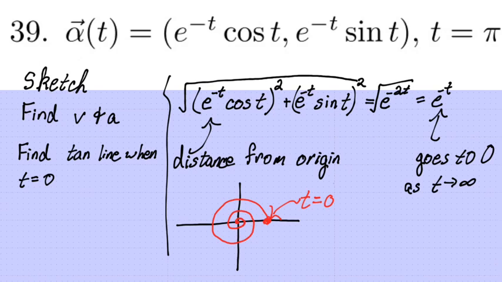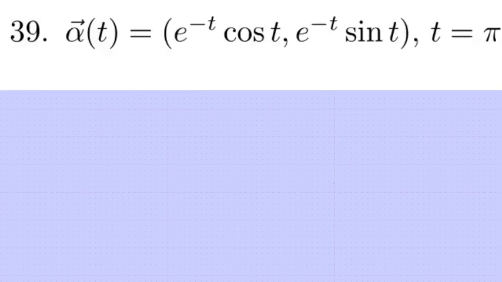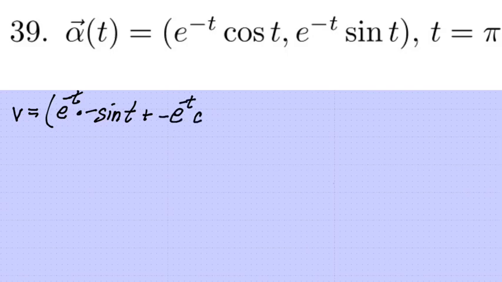All right, so now we've sketched it. Next, we'll find the velocity. Derivative of cosine is negative sine plus negative e to the negative t cosine t.